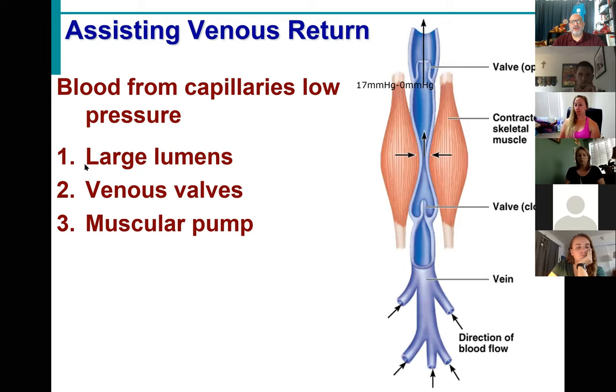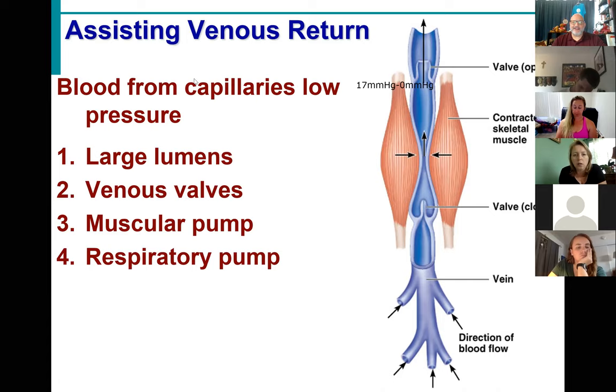We have very large lumens, which is going to help with the blood flow. We have those one-way valves. We have the muscular pumps. All of those are ways that we can help to assist it. But there is an additional way we can as well. And that additional way is what is known as the respiratory pump.